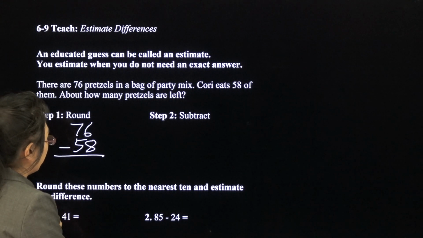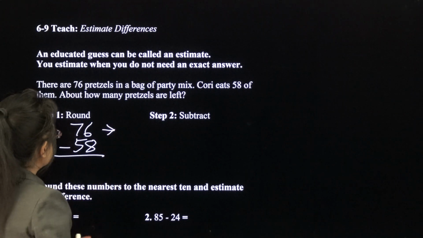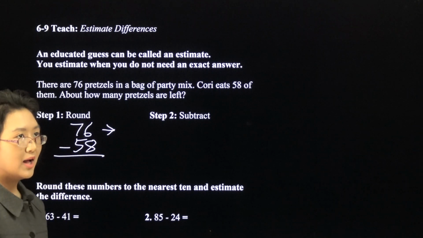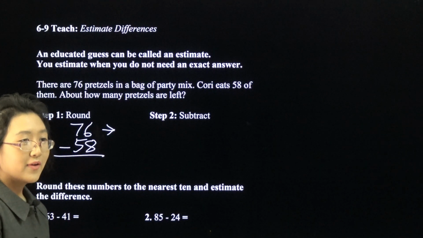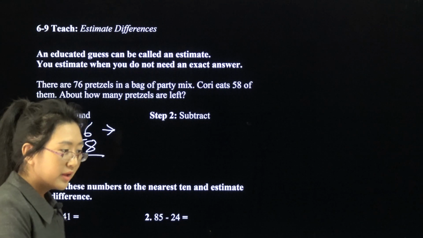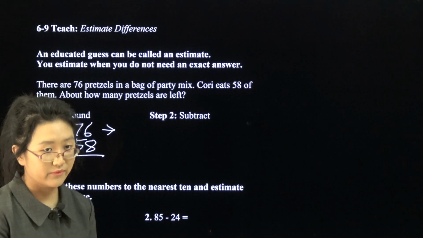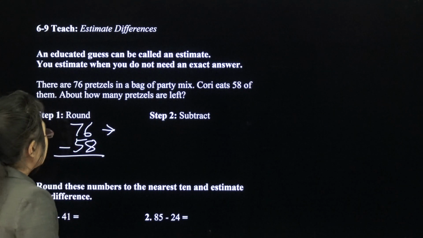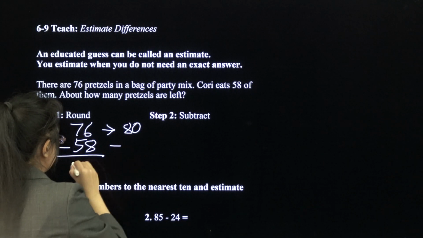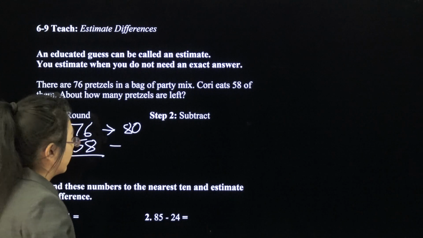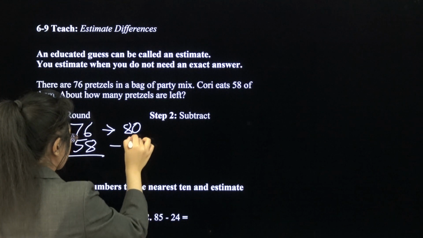So now that we've got our numbers written out, let's round. What does 76 round to? Well, remember our rounding lesson? Numbers 5 and up round up, and numbers smaller than 5 round down. So 6 is larger than 5, we round up, and since it's 70, you round up to 80. And 58, well, 8 is also bigger than 5, so since it's 50, you round up to 60.